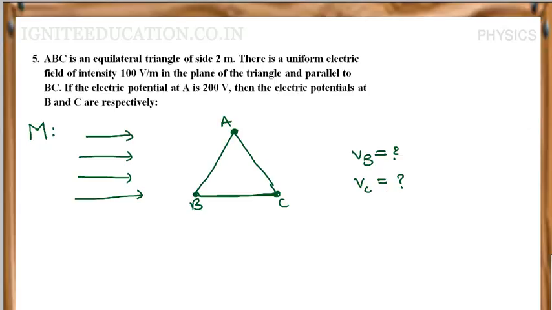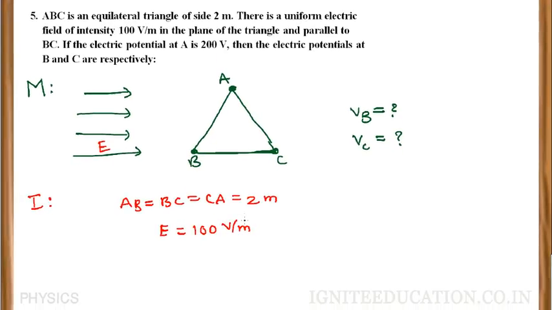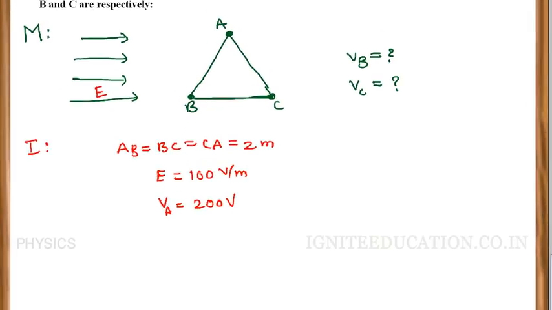Now I am resolving the problem. What type of quantities are given? Sorry, I am investigating the problem. So what are the quantities given? The sides of the equilateral triangle AB is equal to BC is equal to CA, which is equal to 2 meters. And the uniform electric field is given, that E is equal to 100 volt per meter. And the potential at A, VA is equal to 200 volts. So those are the given quantities.